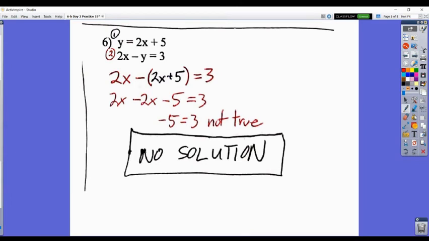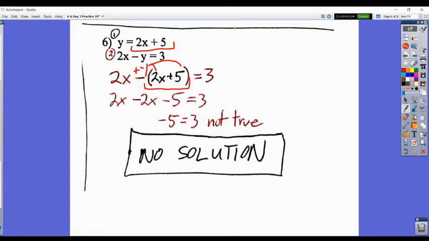Number 6, substitute 2x plus 5 in for y. Watch out for that minus sign in the front there. That's really a plus negative 1 distributed to 2x and 5. So 2x plus negative 2x and then minus 5. It doesn't really matter if you mess that up.